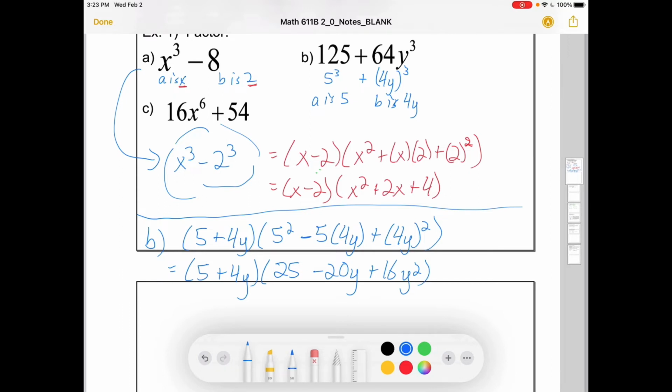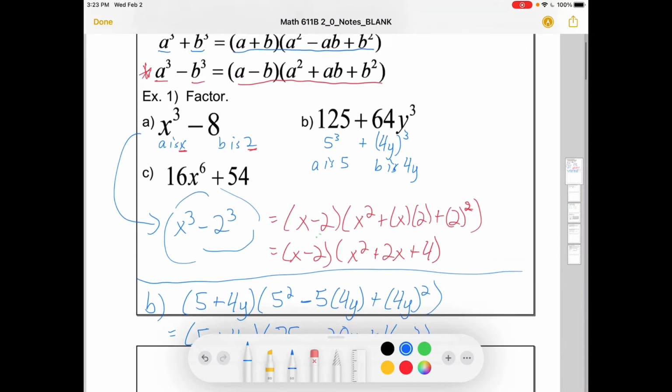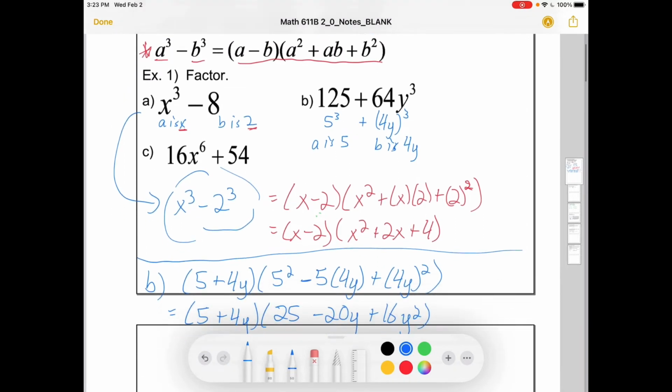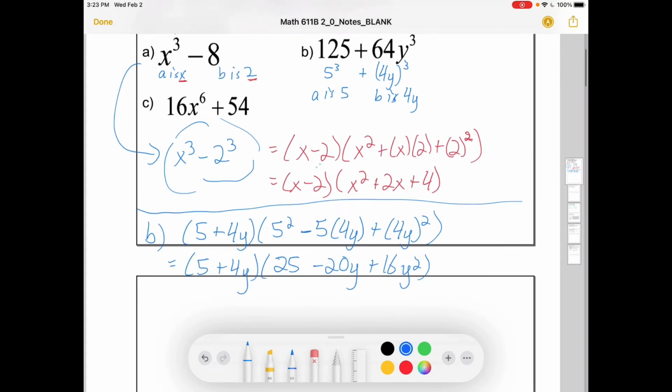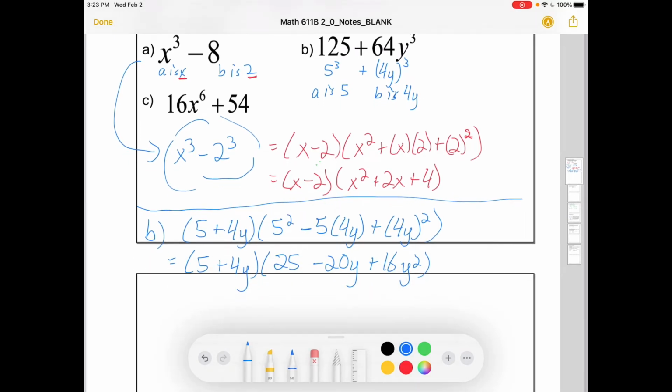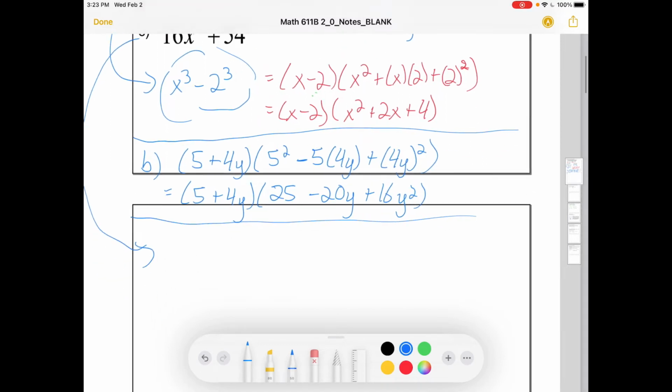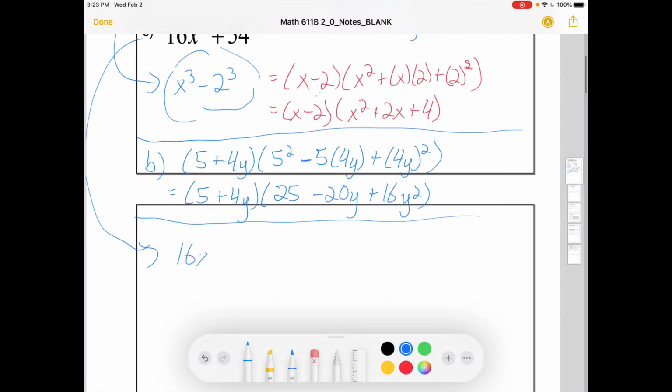And we can double check by FOILing it all out. I think it's going to work here. I think we did things correctly. As long as we choose correctly between sum and difference of cubes, the pluses and minuses will take care of themselves. So we'll do one last one. Here in this one, we've got 16x to the 6th plus 54.